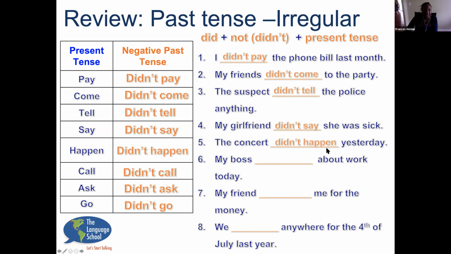Excellent. Number 5. The concert didn't happen yesterday. Excellent. Number 6. My boss didn't call about work today. Excellent. Number 7. My friend didn't ask me for the money. Excellent. And number 8. We didn't go anywhere for the 4th of July last year. Well done. Any questions? No. Good.